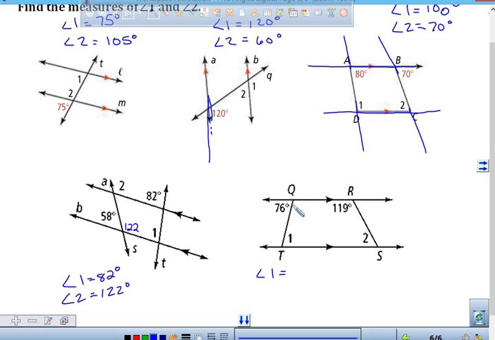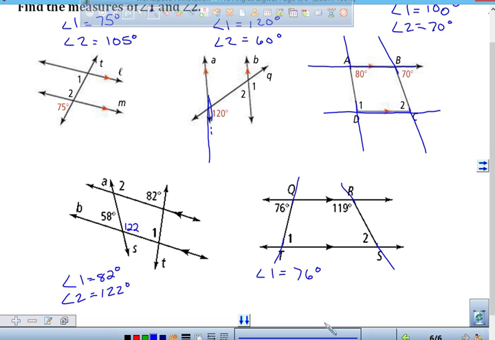The last one, angle 1. Okay, again, I'm going to extend these lines so I can see easier. Why, Dylan? That's good. Alternate what? Alternate interior, and alternate interior are congruent.